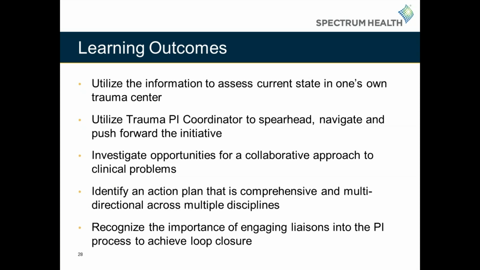Identify an action plan, make it comprehensive, and also make sure that it is multi-directional, like I've said. You want multiple disciplines involved, and you want to be able to give feedback, but also be receptive of that feedback for your educational purposes as well, and to build that relationship. And then again, recognize the importance of engaging liaisons to achieve that loop closure.